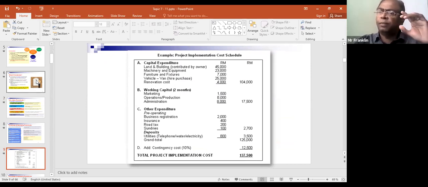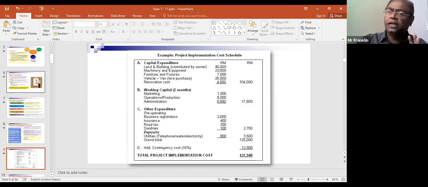Capital expenditure is land, property, machinery, furniture, renovation, all that. Okay, working capital is money that you need for running the business, like marketing, operation, salary, administration, and raw materials. All that comes under working capital, right? Raw material doesn't come under capital, it comes under working capital. And then you must check how many months you want, maybe 6 months. Depending on the industry, if it's a cash business, maybe 2 months is okay. But if you have credit, then you need a longer period of working capital. Then we have other expenditures.